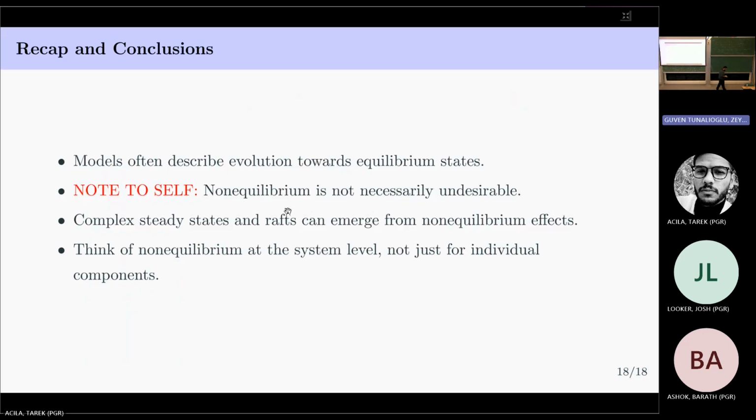So just to recap, what have we learned today? We learned that mathematical models usually describe the evolution towards equilibrium. They don't describe states, right? And a note to self: non-equilibrium is not bad after all. When I started learning about this stuff, I always thought that non-equilibrium is not that great because it makes my energy increase. But then apparently that could be nice. Why? Because it also helps us model some complex systems, like the rafts in this case. And the last thing is that whenever you think about equilibrium and non-equilibrium, try to think of the system, not of the components themselves.